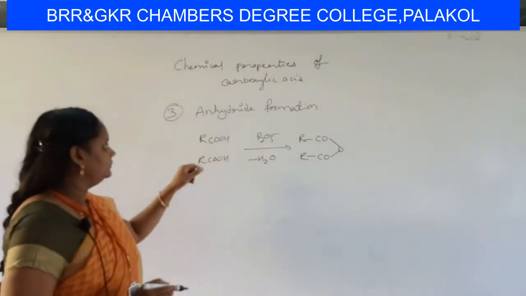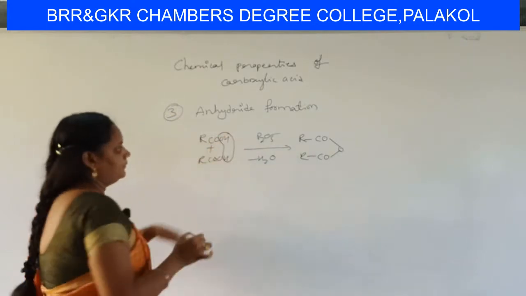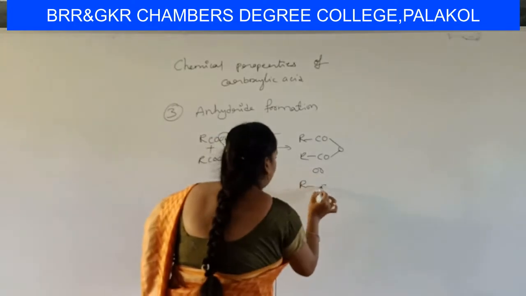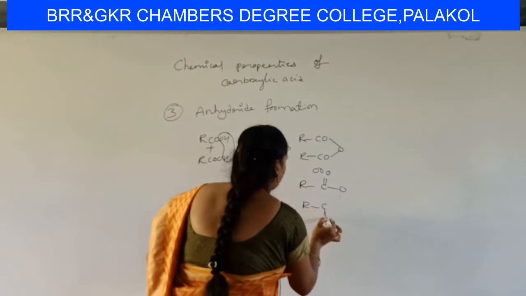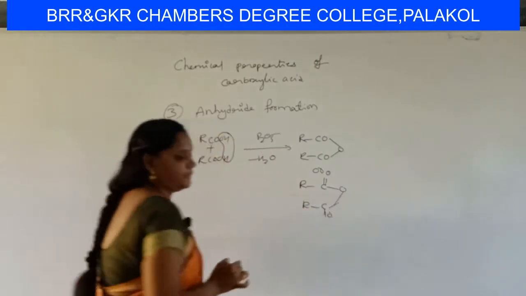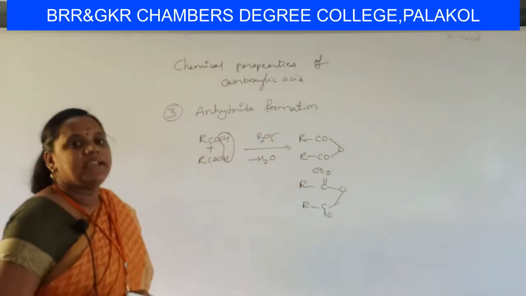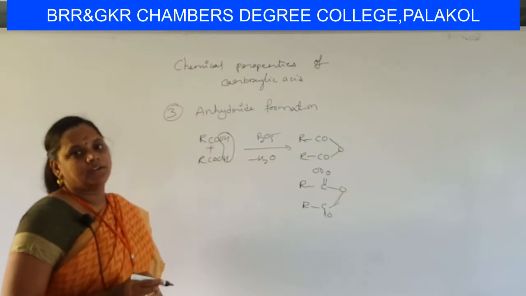So you get RCOOCOR. What happens here? H2O is removed. So this can be written as R C double bond O, O, R C double bond O. We can write CO as C double bond O. This is anhydride formation.